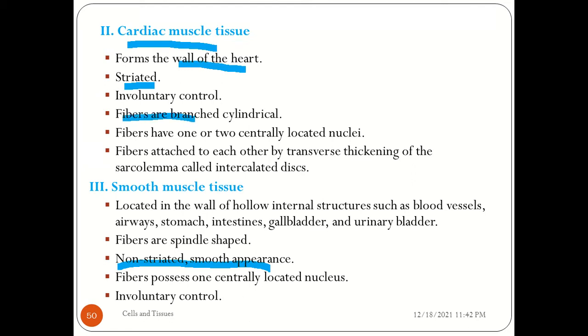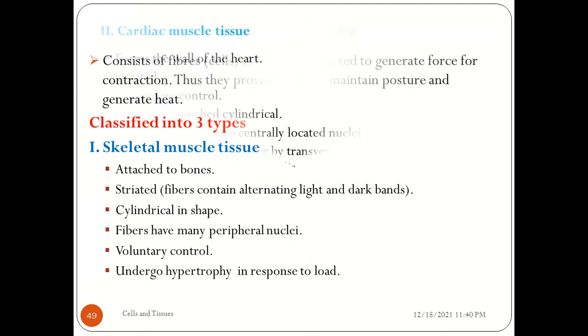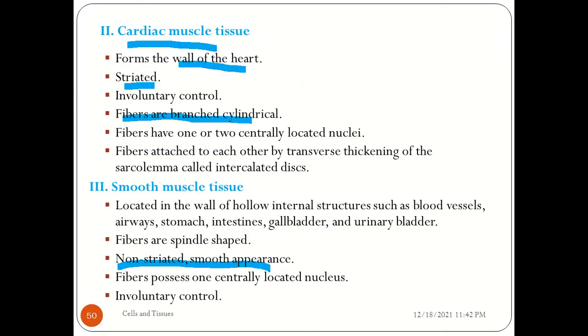Cardiac muscle fibers are branched cylindrical, whereas skeletal muscle fibers are long cylindrical. Cardiac fibers have one or two centrally located nuclei, whereas skeletal muscle has many nuclei. Cardiac fibers are attached to each other by transverse thickenings of the sarcolemma called intercalated discs. By the way, the intercalated disc is a very special feature of cardiac muscle tissue.